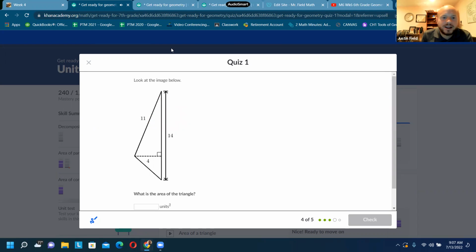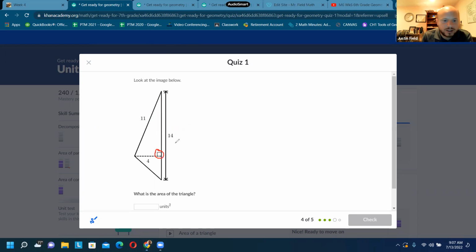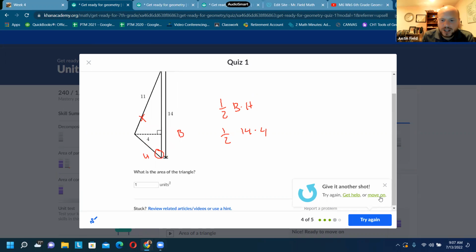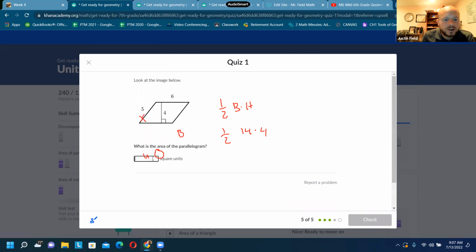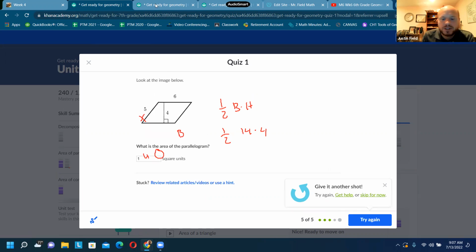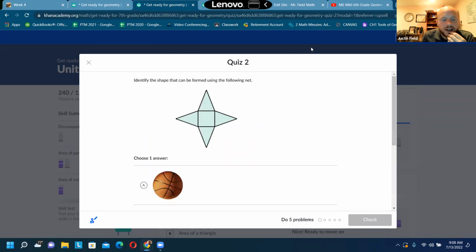And look at that, the area of the triangle, another formula and another right angle to look for. So the right angle is right there. That means that's the base, that's the height, and that 11 is a distractor. All right, so then we know 1/2 base times height. So we're just going to substitute in 14 times 4, and I'm not even going to finish that. You can finish that. You don't need me. Well, that was easy. Moving on.